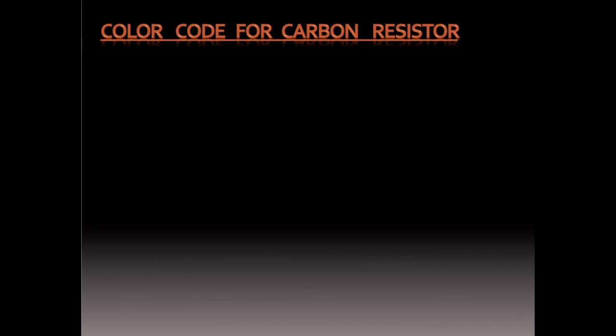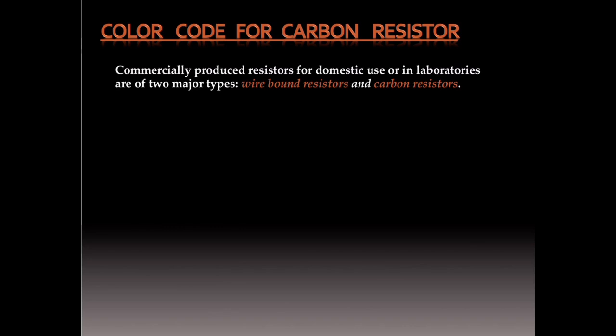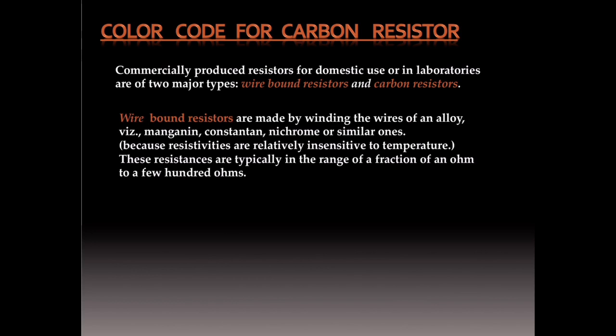Color code for carbon resistor. First, why do we have this topic, and what is the need of carbon resistors? In the lab we have so many resistors available. Domestically we use wire-wound resistors or carbon resistors. Wire-wound resistors are made up of nichrome, constantan, manganin, etc. They have a very small range, 1 ohm to a few hundred ohms, but they have a very important characteristic property: low sensitivity to temperature.